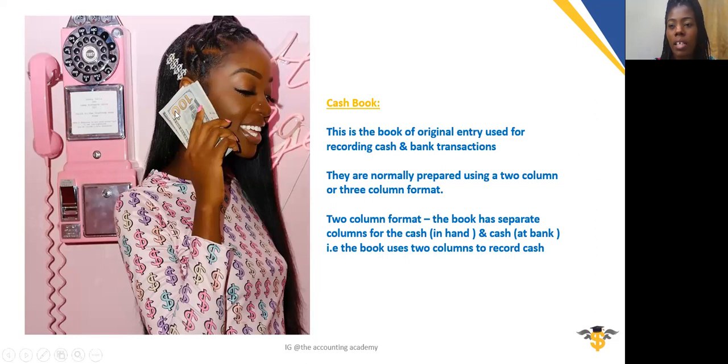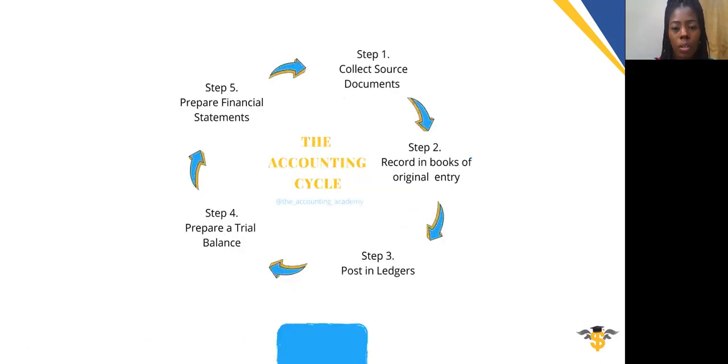So, the cash book is one of the books of original entry and it records both cash and bank transactions. They are normally prepared in either the two-column format or a three-column format. And two-column format doesn't mean that it only has two columns in the cash book, right? There are only two columns where cash is recorded. And likewise, with the three-column cash book, there are only three columns where money is recorded.